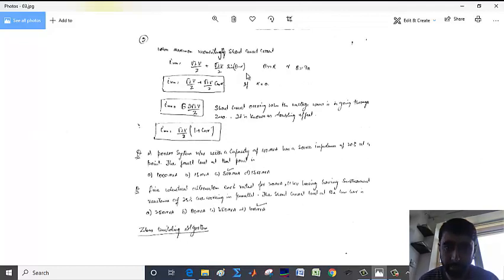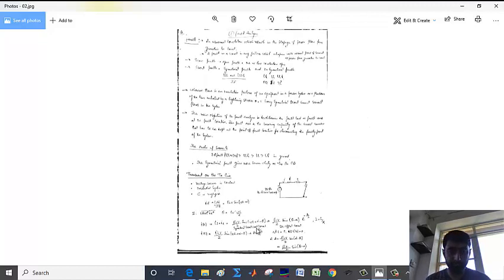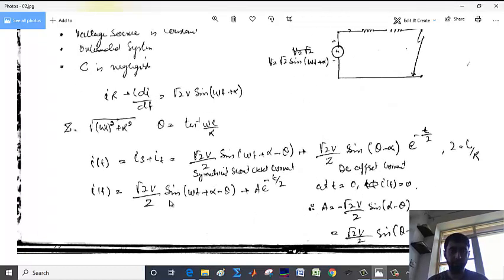Now the maximum momentary current will occur. Maximum momentary current will occur when this has a maximum value. This has a maximum value when omega t minus alpha minus theta is equal to pi by 2. That is the peak of the AC voltage, AC current. It will have a maximum value at that time. So I have written it here like this.